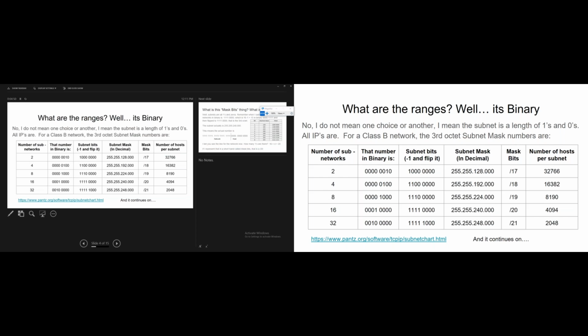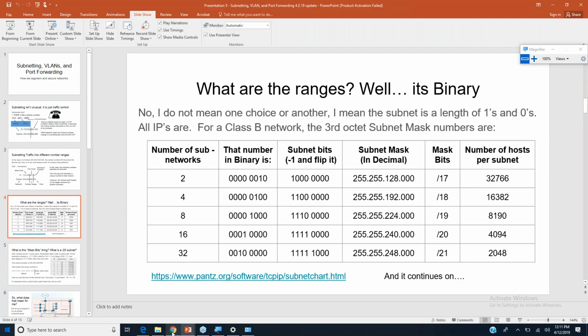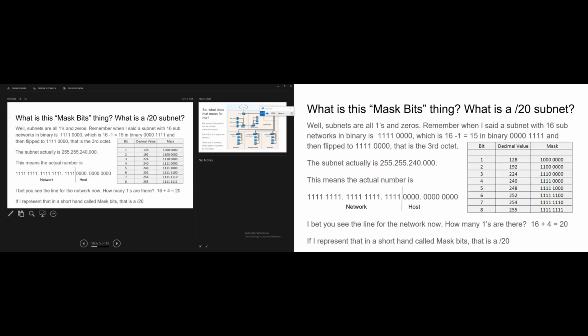Going back to that calculator, and hopefully the machine doesn't get angry at me for flipping back and forth. Well, okay. In that calculator, they actually talked about mask bits. So let me just go back to this. Sometimes flipping back and forth is worse than it's worth. So they talk about the mask bits.